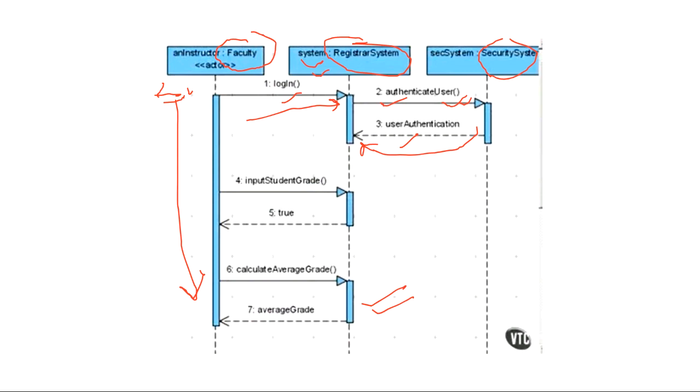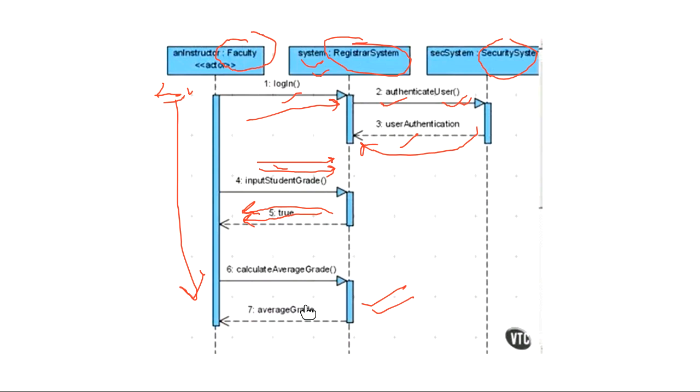Now the faculty has to input the grades of all the students. So first he will enter the grade of one student, the system will reply true, okay, entered. Then he has to enter the grade of the second student, the system will reply true, entered. Third, fourth, fifth, and so on. So this keeps repeating. This part is getting repeated, right? Because this is not for one student, he has to enter for all the students. Then after that he has to finally calculate the average grades of the class.